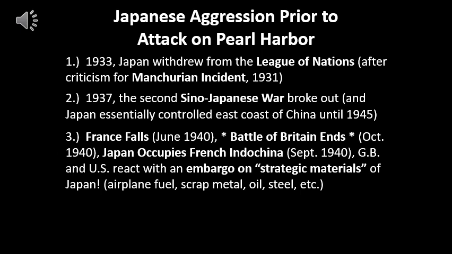Japanese aggression prior to the attack on Pearl Harbor. In 1933, Japan withdrew from the League of Nations after criticism for the Manchurian Incident in 1931. In 1937, the Second Sino-Japanese War broke out, and Japan essentially controlled the east coast of China until 1945.